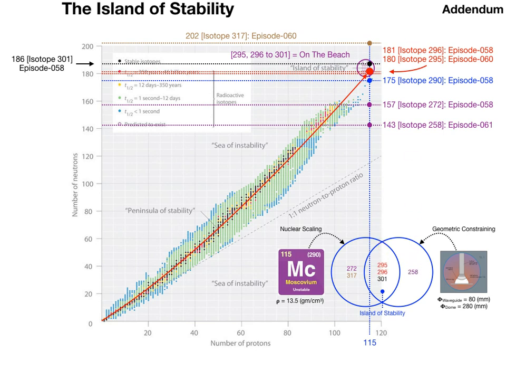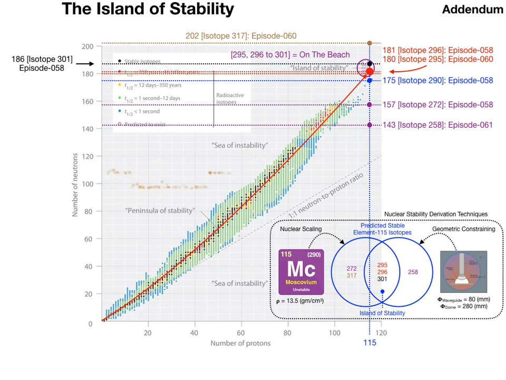The set on the left hand side was generated via nuclear scaling, whilst the set on the right hand side was generated by constraining the construct to Potter geometry. Most importantly, the intersection of these two sets denotes the island of stability. The technique of nuclear scaling involves utilising the experimentally synthesised Moscovium-290 isotope, which is unstable, as a frame of reference, and scaling the predicted atomic weights accordingly.